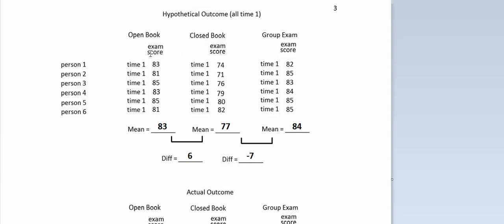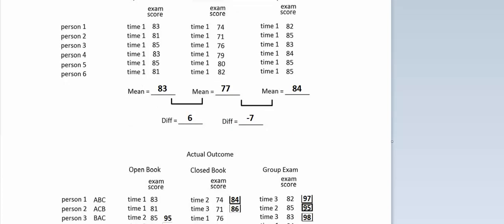Here we have an experiment in which each person is taking the exam 3 times. One time as an open book exam, one time as a closed book exam, and one time as a group exam. At the top, we have an imaginary situation in which all scores are time 1. It's just our baseline again. And this is the results here. We have the means of the 3 columns, and we have the differences. I got this difference by subtracting this mean by this mean. I got this difference by subtracting this mean by this mean.